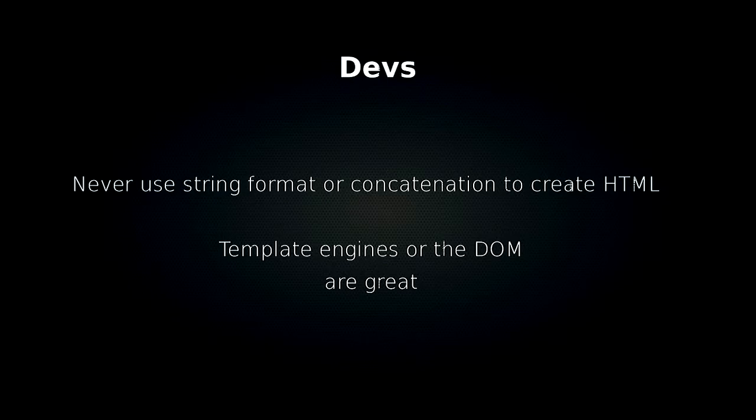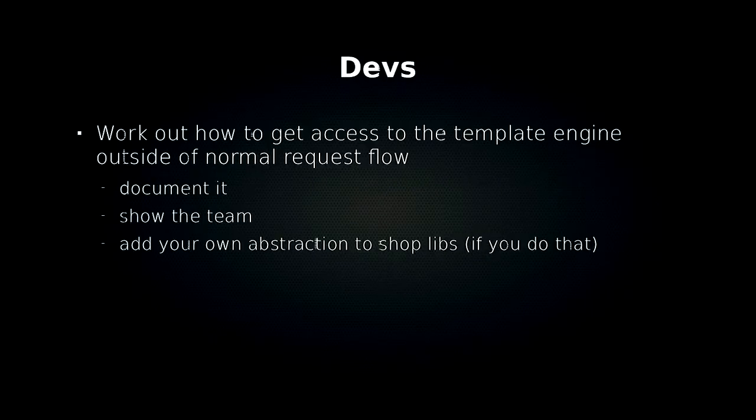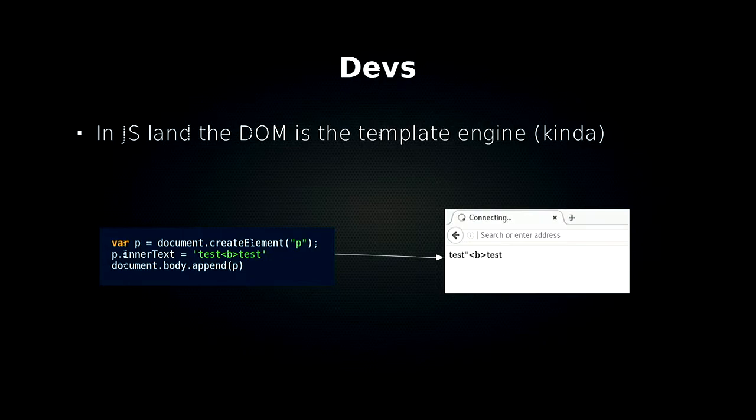Template engines are great. The JavaScript DOM, if you're doing it in JavaScript, works really well, but you're probably using Angular or something like that, so you probably don't need to care about that. So if you're a senior dev, work out how to get access to this template engine, because it's often kind of tricky, it's kind of hard. Devs, being lazy devs, don't want to do hard things. They want to do nice, elegant, easy things, right? But you've got to kind of do it. So document it, show the team. If you've got your own libraries that you pass around that are included in every project, if you're a shop that does that, maybe you put your own abstractions in there. My point is, templating engine, work out how to use it, and use it.